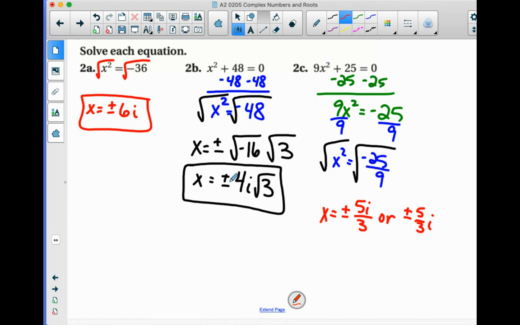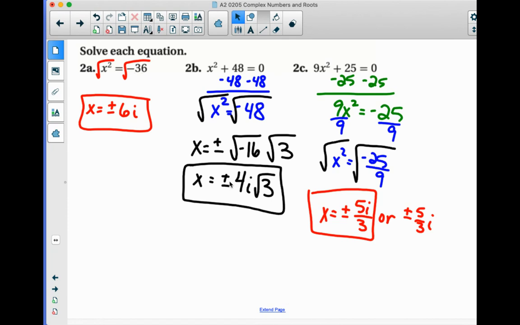So there's two different ways that you could write that. 5i over 3, or you could just write plus or minus 5/3 i.